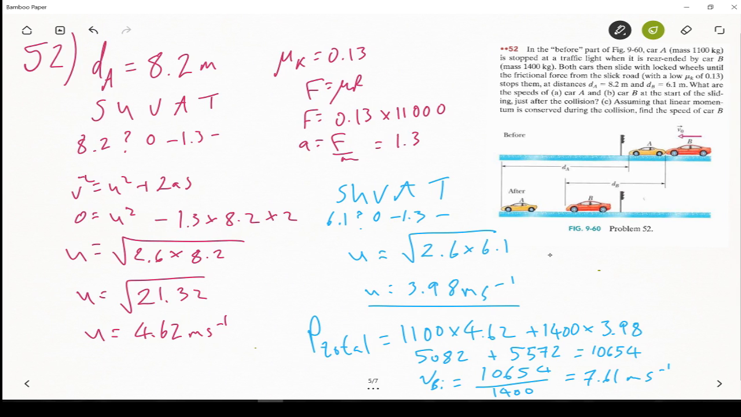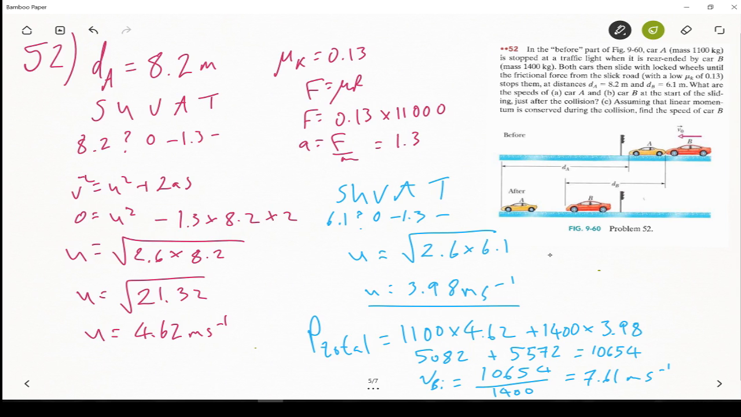So now we've got the two speeds of the two cars, or the two velocities of the two cars immediately after the collision. We can work out the momentum immediately after the collision. In this case, the total momentum is the mass of car A times the velocity of car A plus the mass of car B multiplied by the velocity of car B. So we get these two numbers, giving us a total momentum of 10,654 kilogram meters per second.